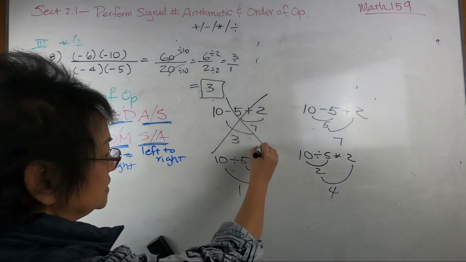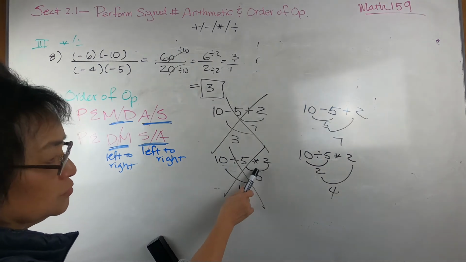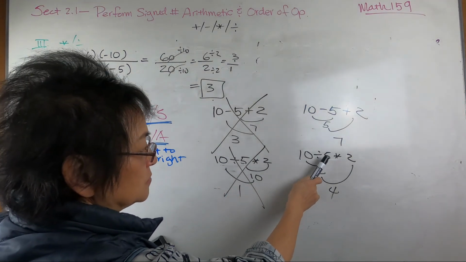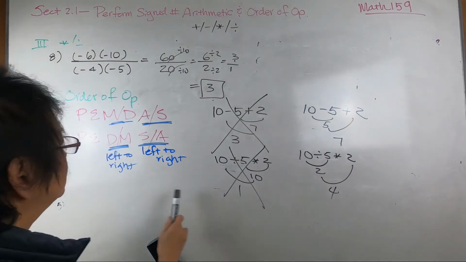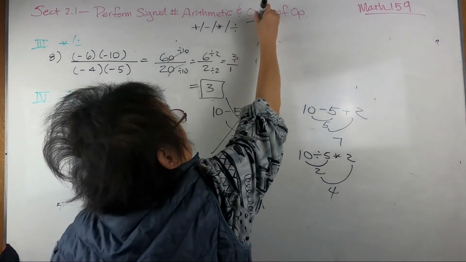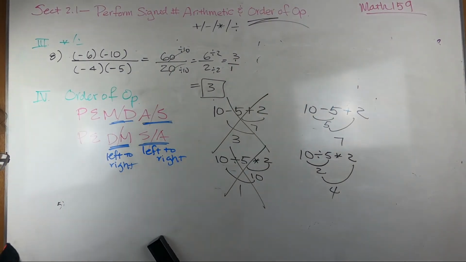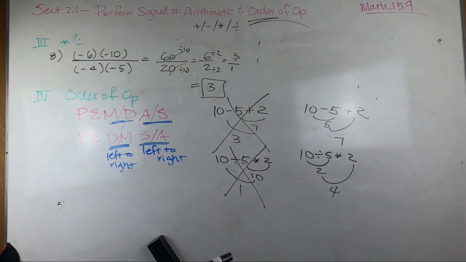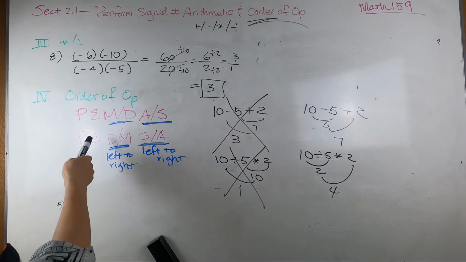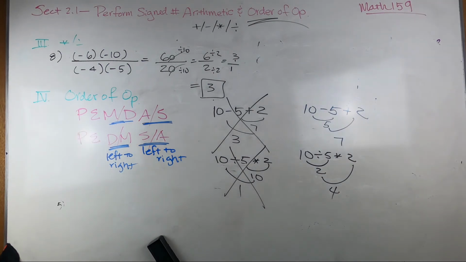So we have to decide which way. We don't do multiplication first. If you have multiplication and division, you do it from left to right. That's very important. That's called the order we need to follow so we can all get the same answer. We always do parentheses and exponents first.